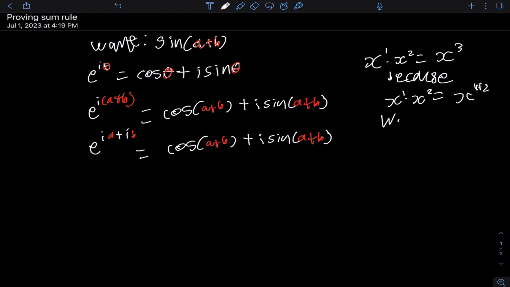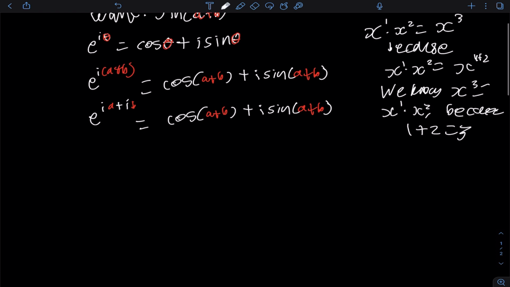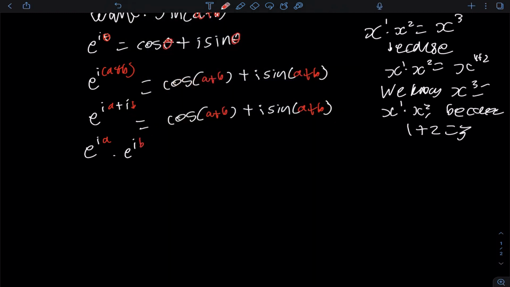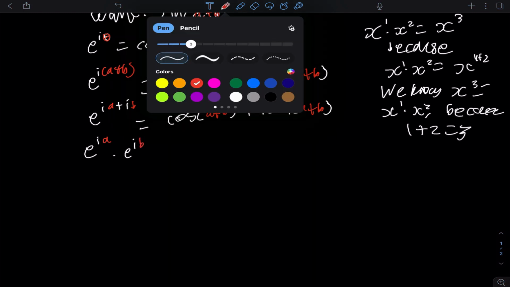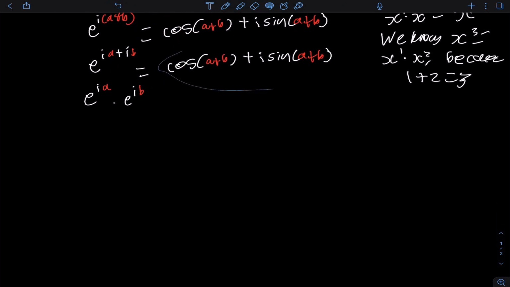We also know that x to the power of 3 is x to the power of 1 times x to the power of 2, because 1 plus 2 is equal to 3. So we use the exact same concept here. Instead, it's with the base e. So what we see is that this is also equal to e to the i a, multiplied by e to the i b, because here we've just used this exact property. So that was a bit of a lengthy explanation, but now that we have had that out of the way, we can go on with solving this.